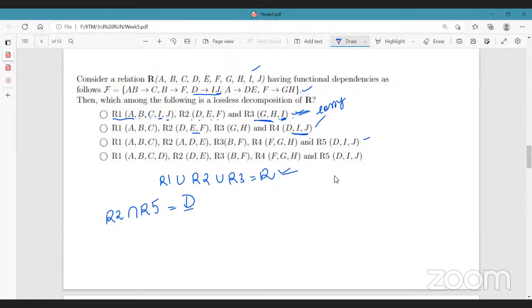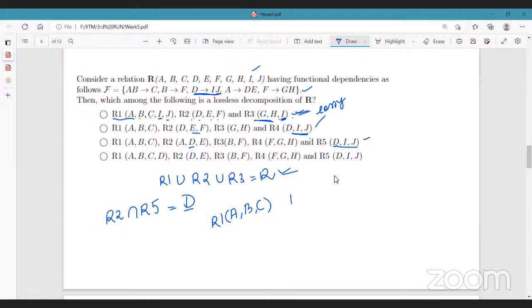Ma'am, why are we starting with R2 and R5, not going in order and starting with R1? Yeah, we can check for R1 and R2 also at first. So no matter in which order we do it, the answer doesn't change, right? No, it won't change. Okay, thank you. So now that we get that D is the common attribute, since D determines I and J, we can say that yes, the third rule is also satisfied.